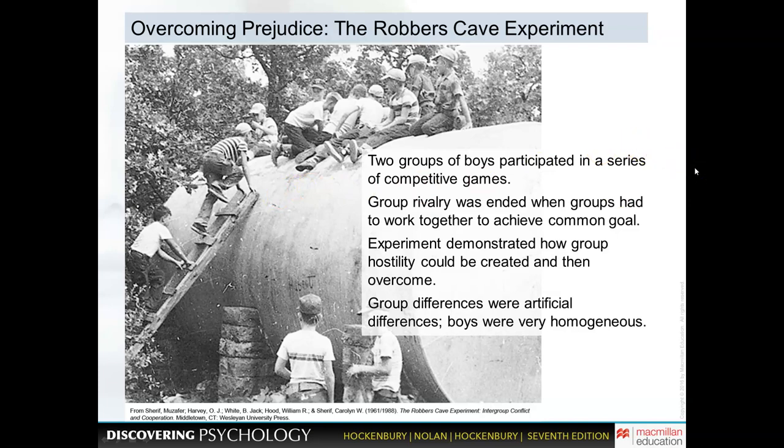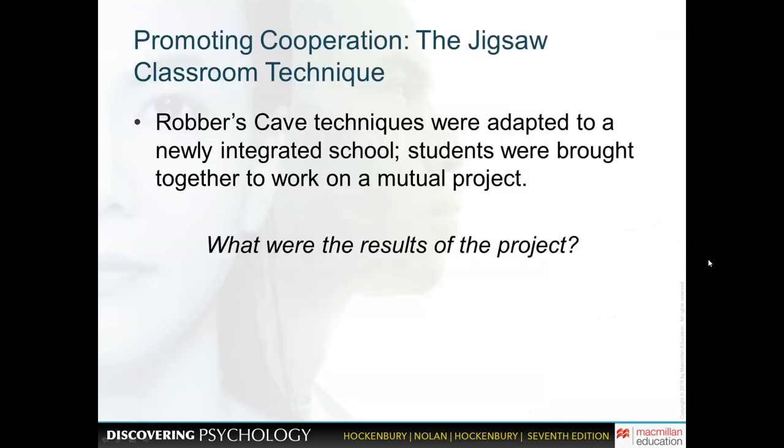Now we have to keep in mind, and look at a little more in depth, this experiment. It demonstrated how group hostility could be created, but then how it could be overcome. We'll take a look at that a little more in depth. Through their cooperation, they changed the tendency to categorize the out-group from those people to we people. That resulted in less negative stereotypes and prejudices and a reduction in intergroup hostility.